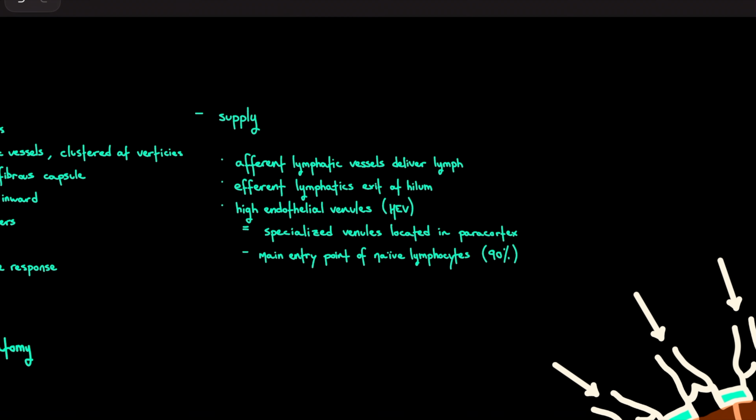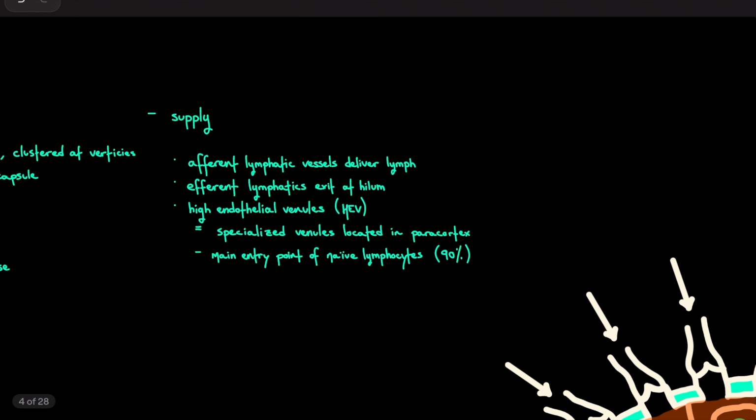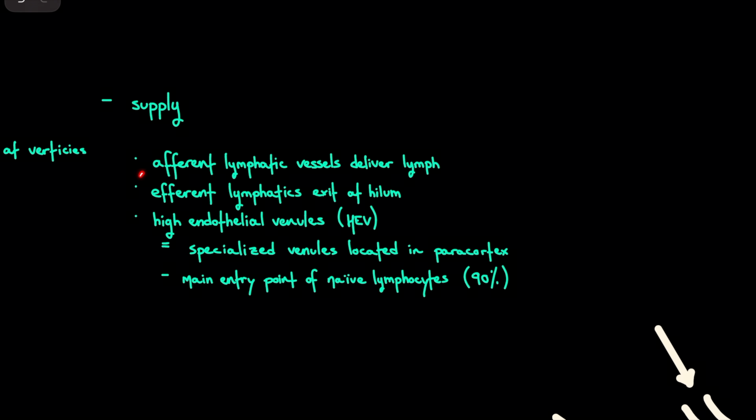In terms of things that are entering and leaving, right, the afferent lymphatic vessels are going to enter and deliver the lymph. The efferent lymphatics will be exiting at the hilum. So A for arrive, E for exit.